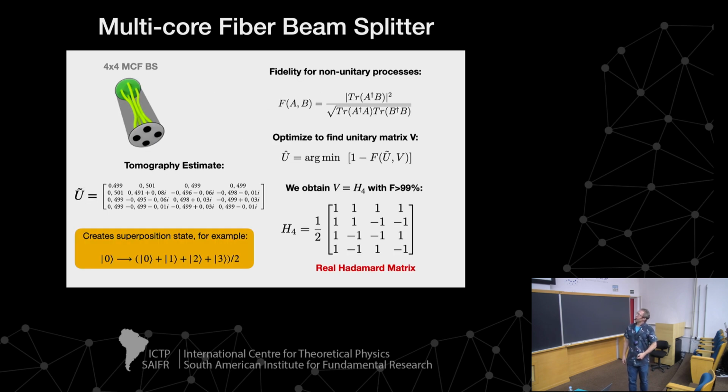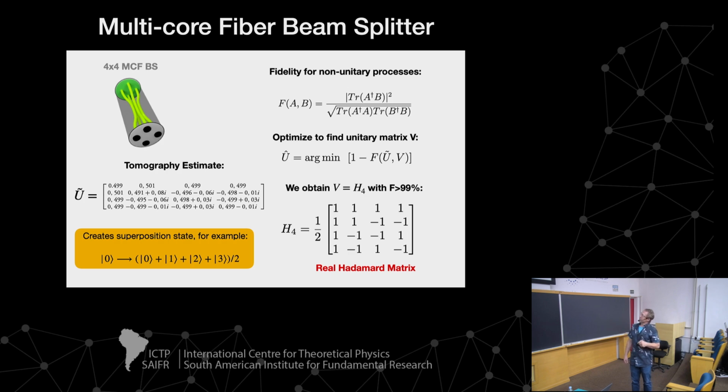The other device we have, which is interesting, is this multi-core fiber beam splitter. This is a multi-port beam splitter, meaning there are more than 2 inputs and more than 2 outputs. This is a picture of the 4x4 beam splitter. We also have 7x7 beam splitters in our lab. And for the 4x4 beam splitter, because of the symmetry of the cores and so on, a typical tomographic estimate of the unitary operation corresponding to this beam splitter looks something like this.